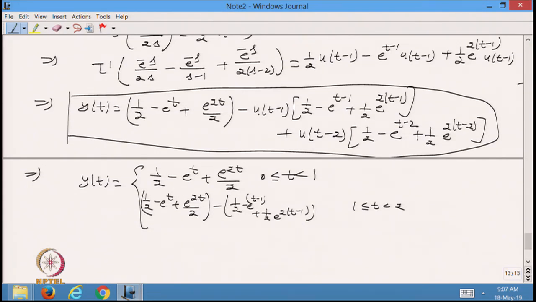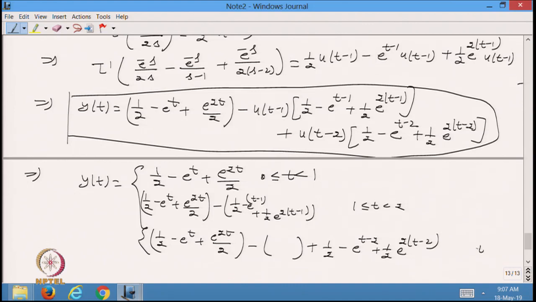and then the whole value will be equal to always this, half minus e^t, minus this factor, plus. So, I am taking now the case when t is greater than 2. So, t is greater than 2, its value will be 1 and then it will be equal to half minus e raised to power (t-2) plus half e raised to power 2(t-2). So, this is equal to y(t).